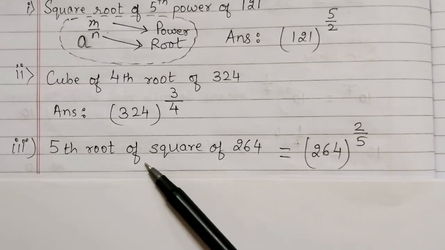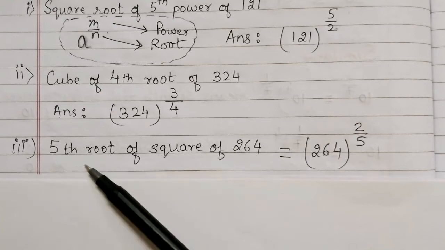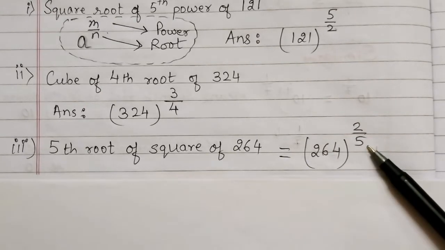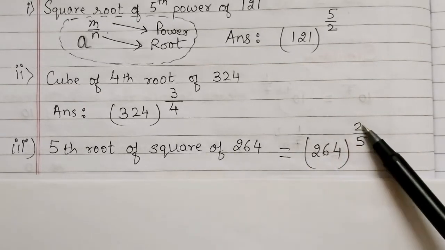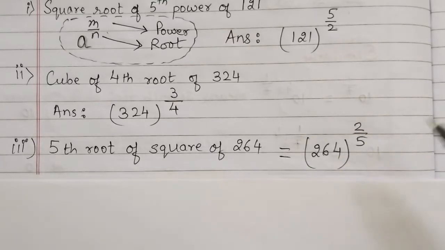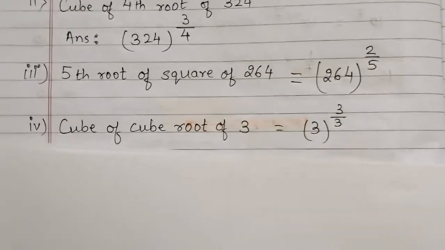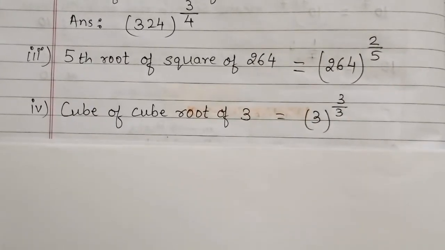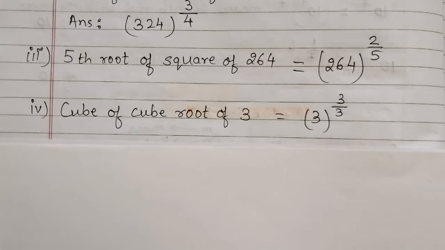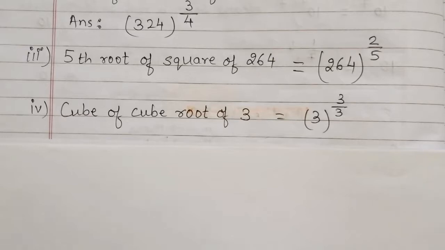Your fifth root of square of 264. Now see, fifth root. Root means n here. Square is the power. So 264 raised to 2 upon 5. You can see the next answer in the same manner. Cube of cube root. So power as well as the root both are 3. Base is 3.